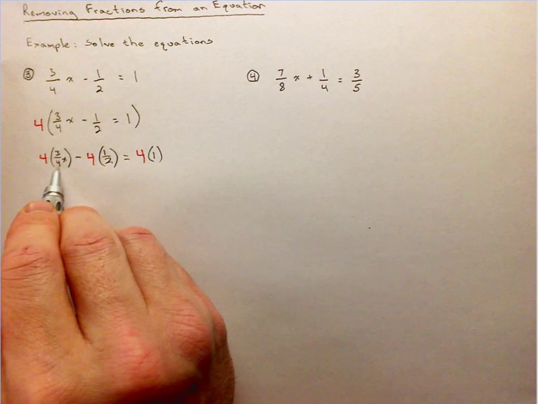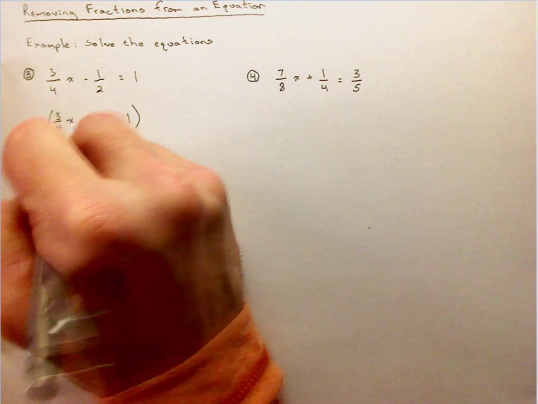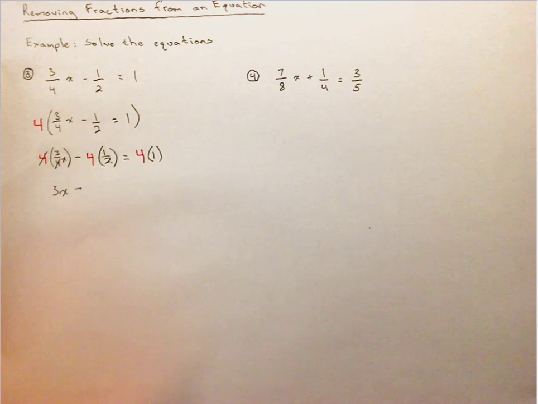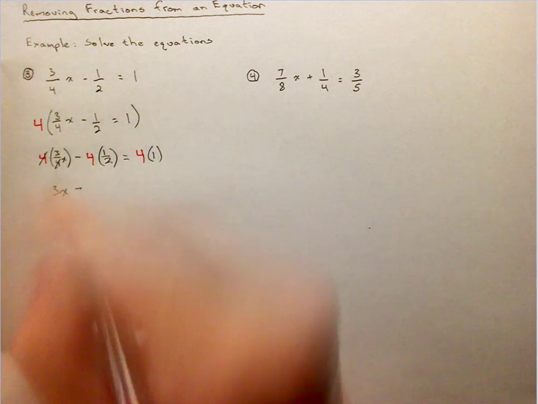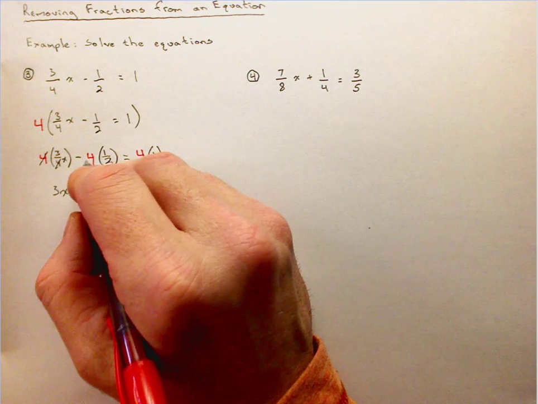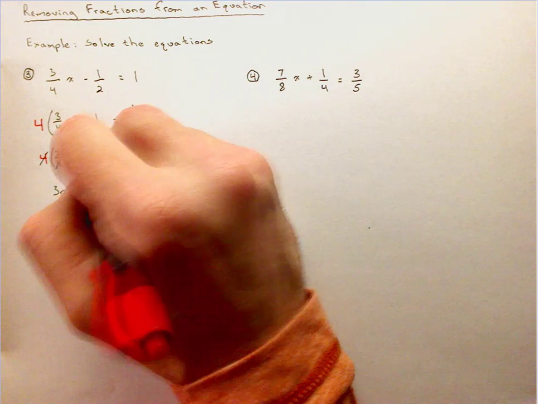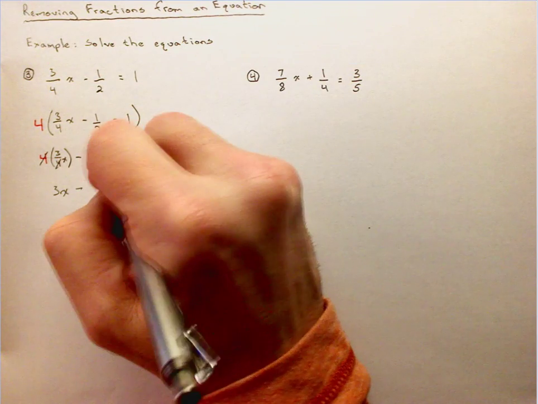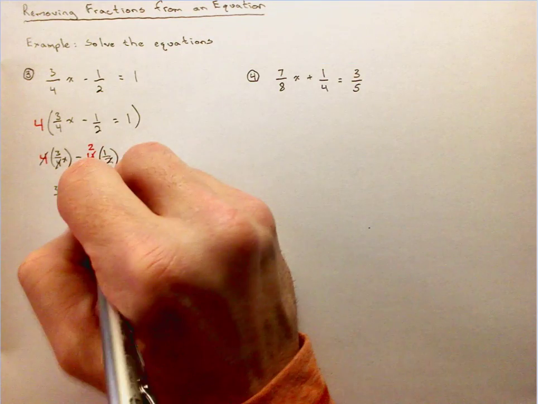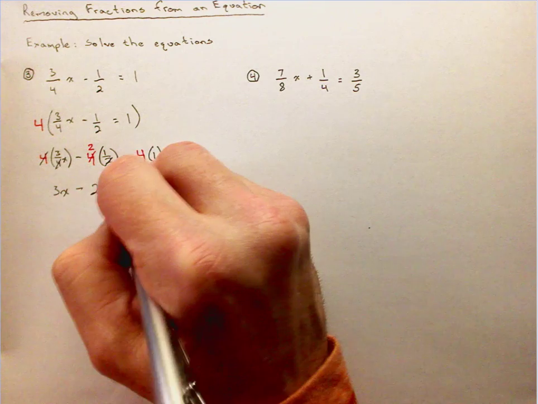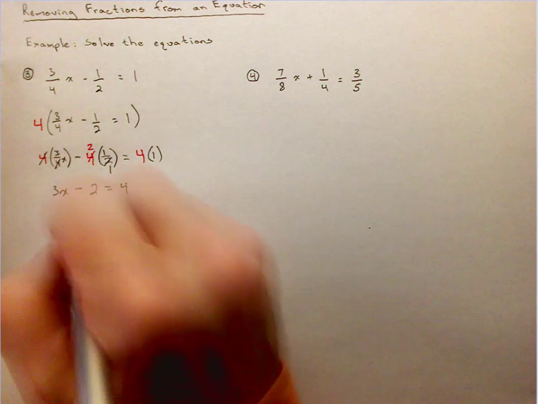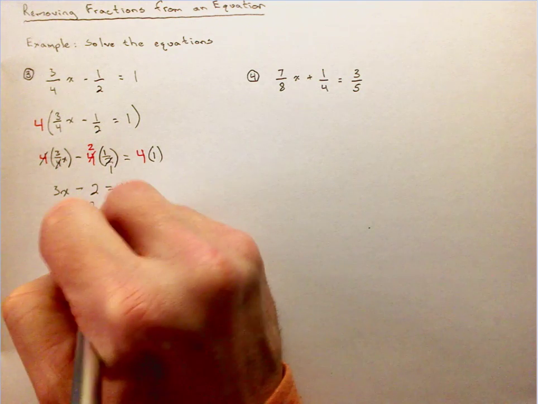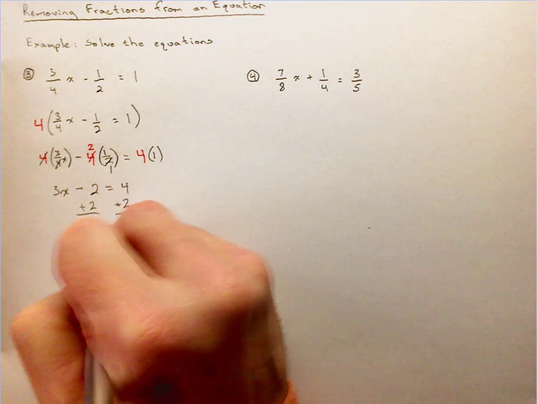4 times 3/4, guess what? 4's cancel. I'm left with 3x. 4 times 1/2, well, 2 will go into 4 how many times? 2 times. That leaves a 2 there. And what does this 2 become? It becomes 1. Minus 2. 4 times 1 is 4. Add 2 to both sides. 3x equals 6. x equals 2.